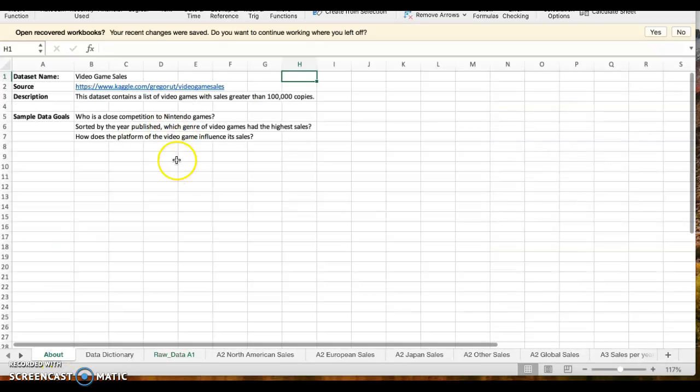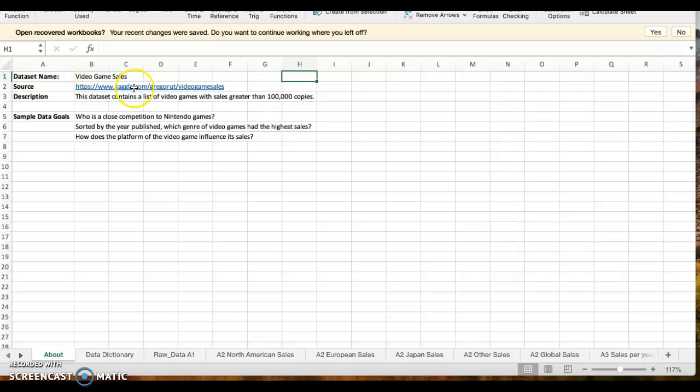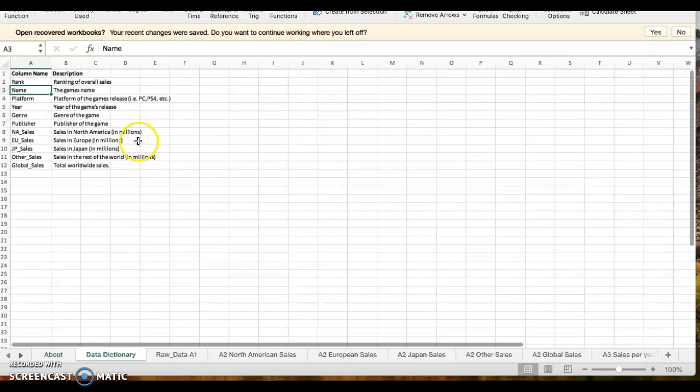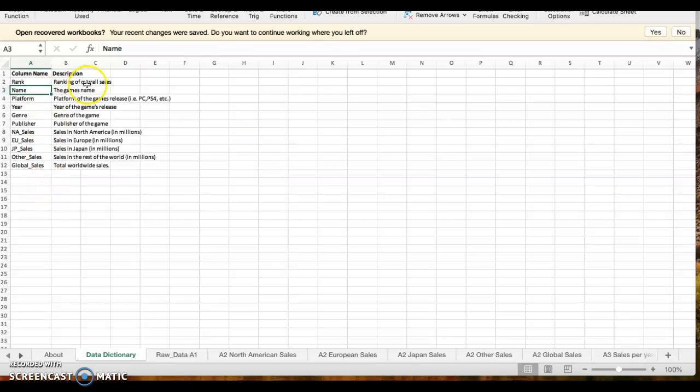So as you can see in my data, I had video game sales, and it came from Kaggle, and then those were like the sample data goals, but I didn't use those. My data dictionary tells you what each of the columns are and what they mean. Before I looked at the data dictionary, I looked at the raw data just to see if I could figure out what it was without the data dictionary. And when I saw that all of those sales were in millions, I was astonished to see how big those numbers actually were.